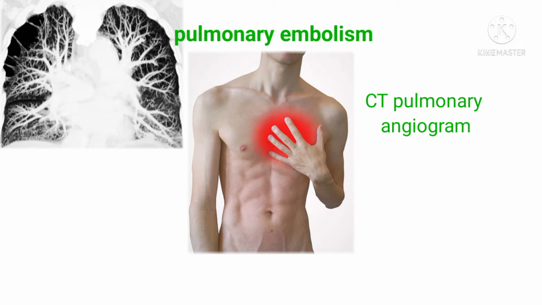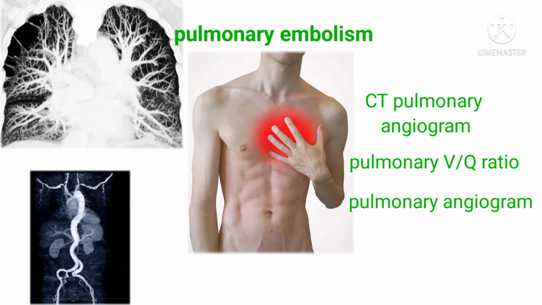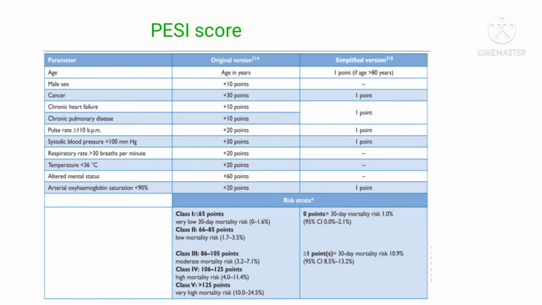CT pulmonary angiogram is usually definitive of the diagnosis. Sometimes pulmonary ventilation perfusion ratio is performed for the diagnosis of pulmonary embolism. Pulmonary angiogram is confirmatory but rarely done. Pulmonary embolism severity and mortality can be suspected from PSI score.